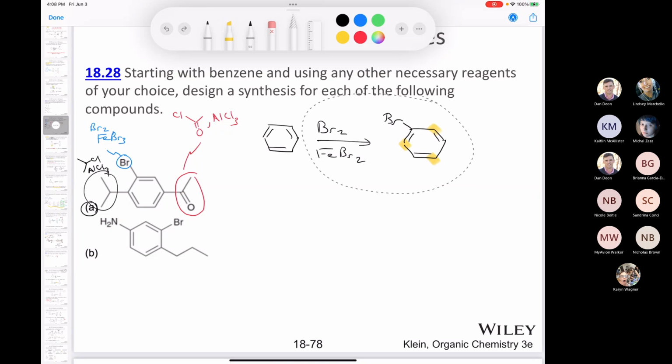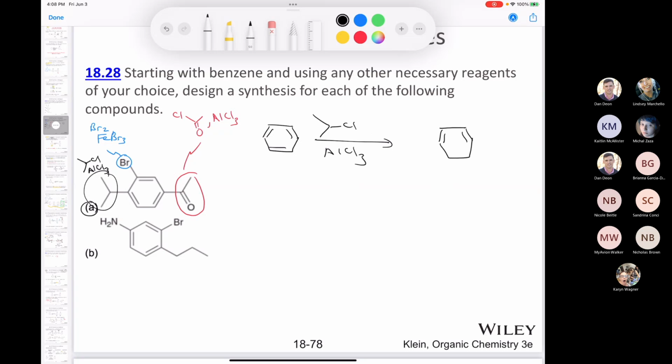So what if we tried to put the isopropyl group in first? If we used isopropyl chloride and aluminum chloride, then we end up with cumene or isopropyl benzene, this compound. And now this is an ortho-para director, but this thing is so gigantic that it's going to direct to this position preferentially for sure. Right? Is everybody with me on that? That this would direct to the para position much more than the ortho position because it's so sterically hindered? Okay, cool. So then we could do the Friedel-Crafts acylation.